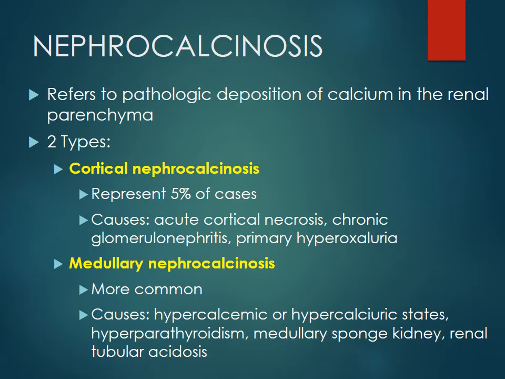The more common one, and the one whose imaging findings I would discuss, is the medullary nephrocalcinosis. Medullary nephrocalcinosis usually results from a hypercalcemic or hypercalciuric state, renal tubular acidosis, hyperparathyroidism, or medullary sponge kidney.